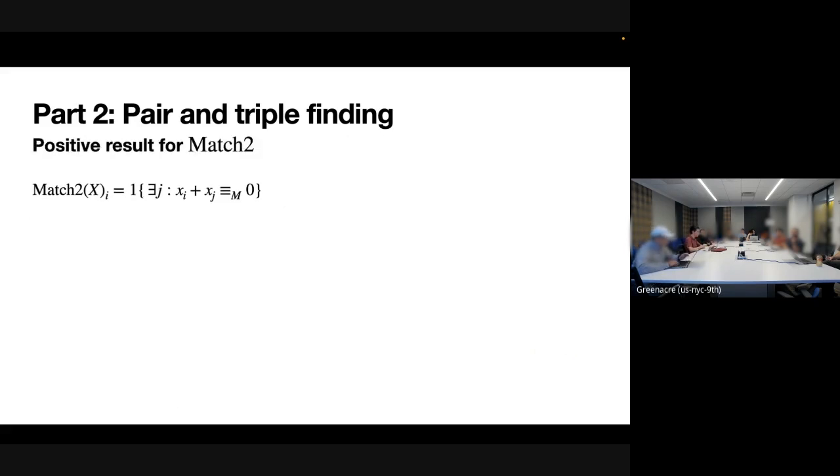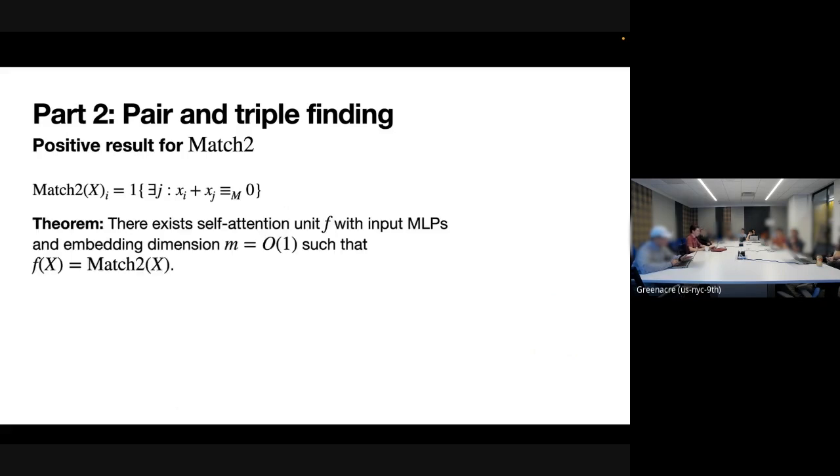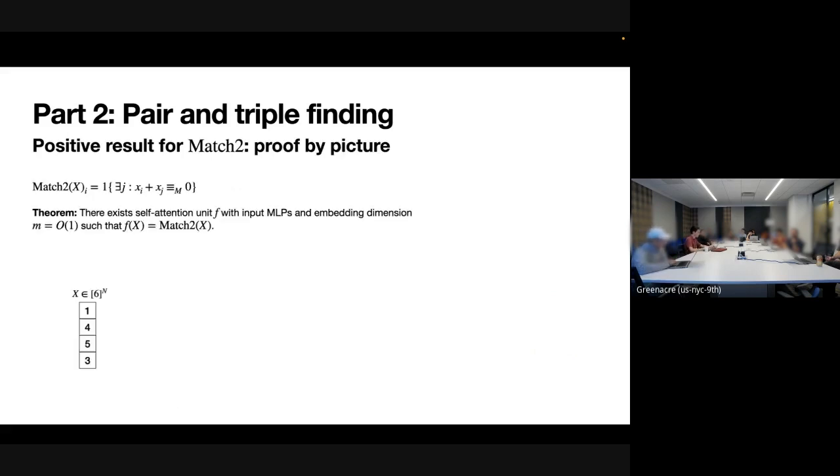So for match 2, I said before that it's easy to do, and I can walk through why it's easy. Basically what we're proving here is you can have a single unit of self-attention with a multi-layer perceptron input that represents match 2 exactly. And the way we're going to do it is I'll walk through an example which basically explains what the proof is.